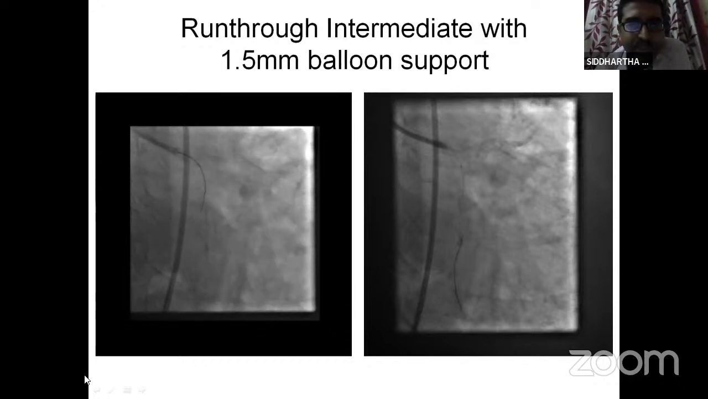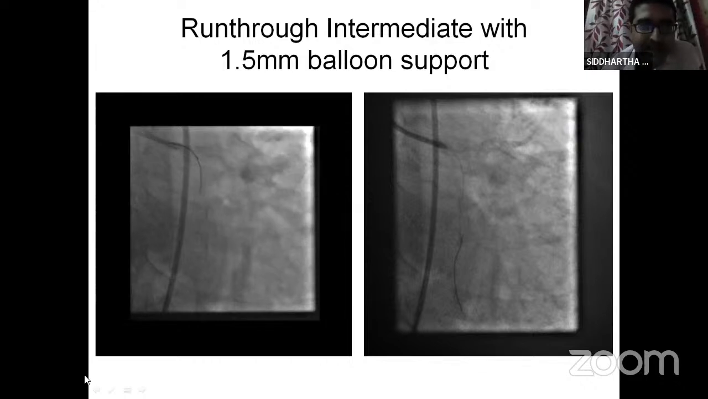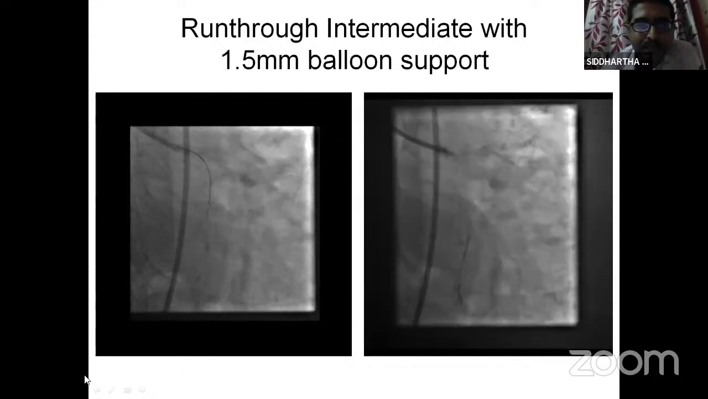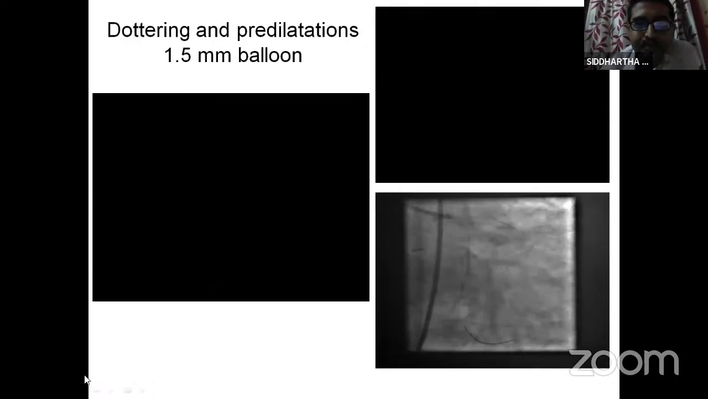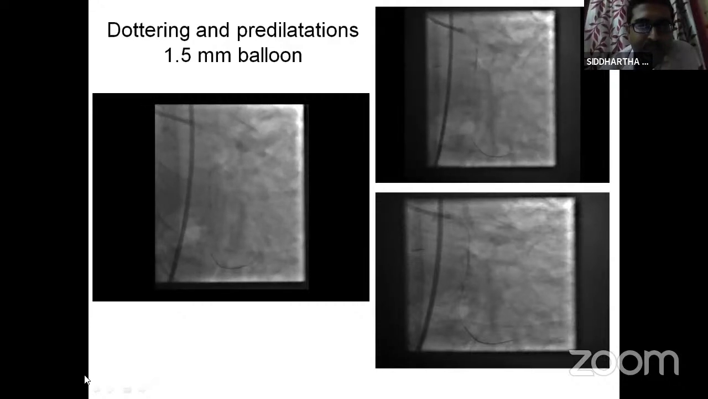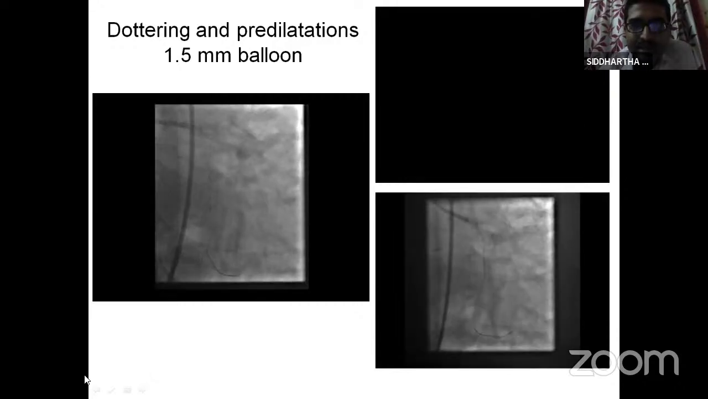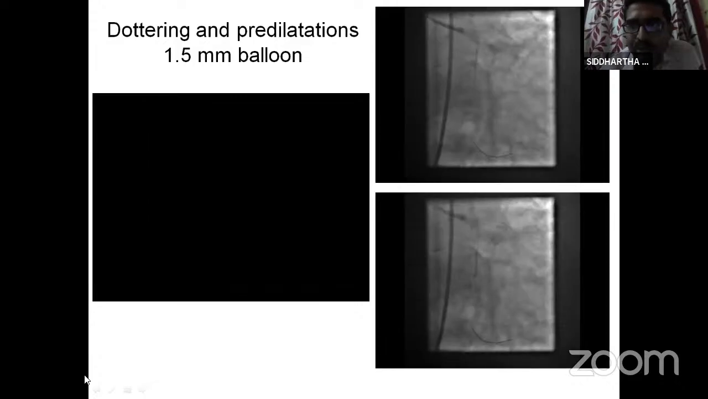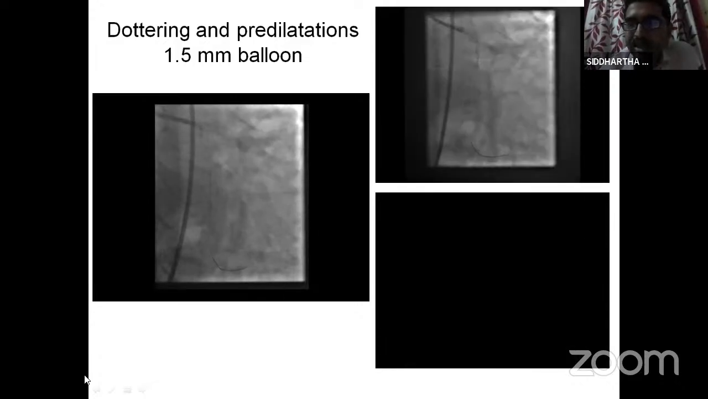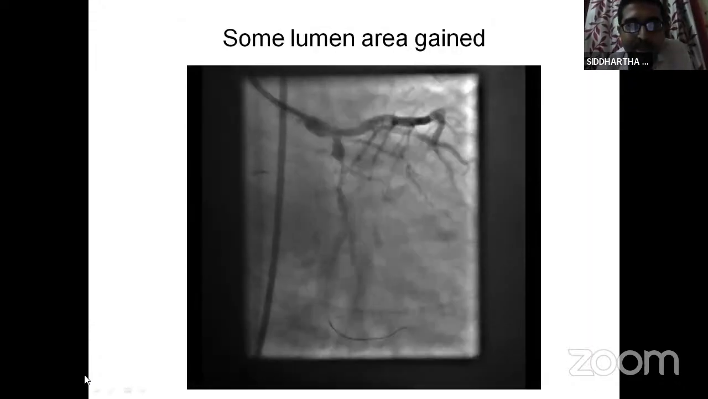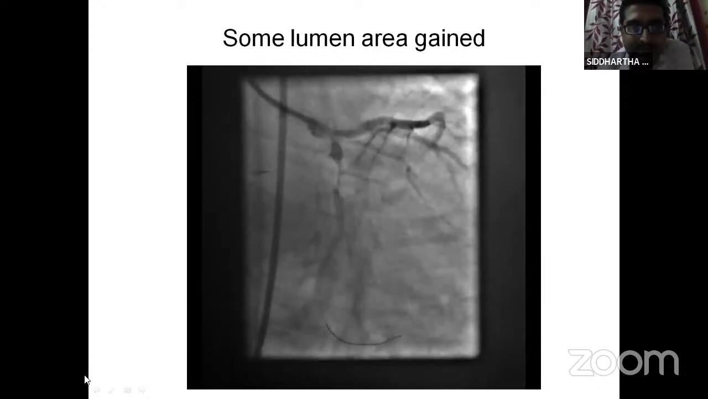So I started with a Runthrough Intermediate wire with a 1.5 millimeter balloon support, wiring the LCX first. Obviously, I was expecting a difficult wiring, and that did happen. I had to manipulate the wire a lot with the balloon support, but ultimately I could negotiate my wire into the distal LCX. Then I did some daughter-in-law balloon dilatation, a 1.5 millimeter balloon across the length of the LCX at high pressure, 16 to 18 atmospheres, as much as is permissible for the 1.5 millimeter balloon, and I gained some lumen area in the LCX.